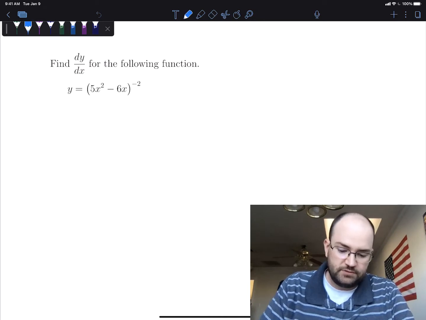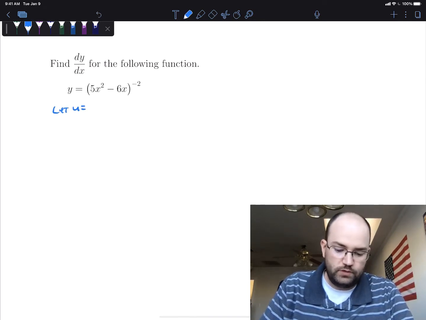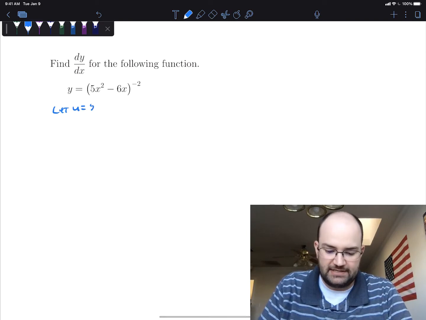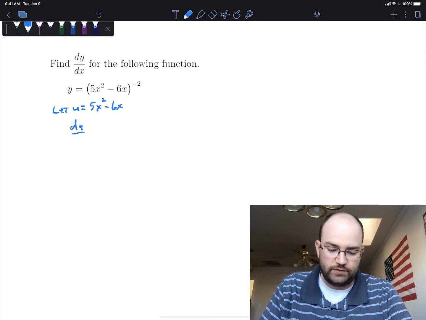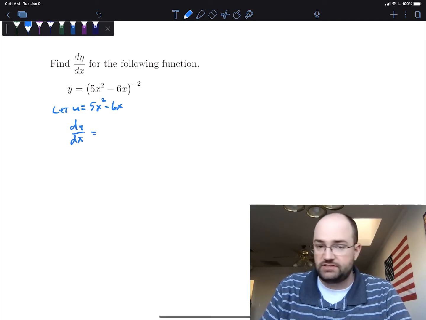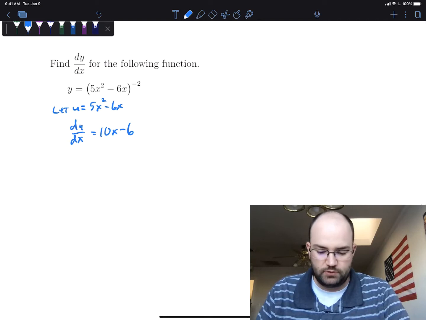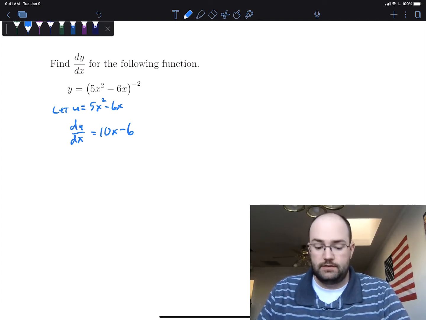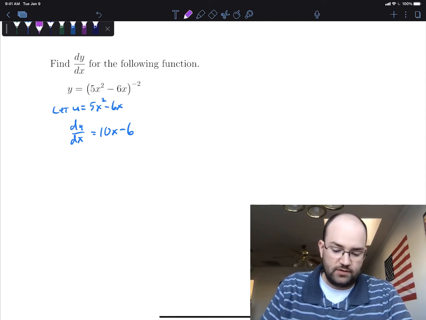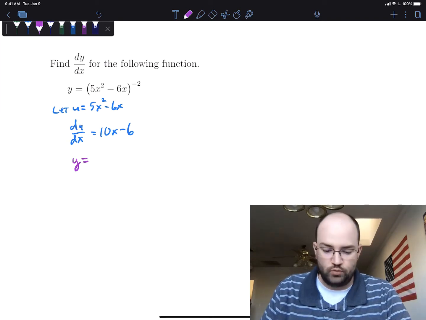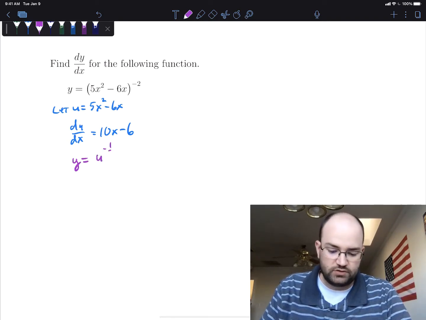So first, I'm going to let u equal the inside, which is 5x² − 6x. That means the derivative of u with respect to x is 10x − 6. Good. Now, that also tells me that y, instead of being what you see there, will be u to the negative 2.